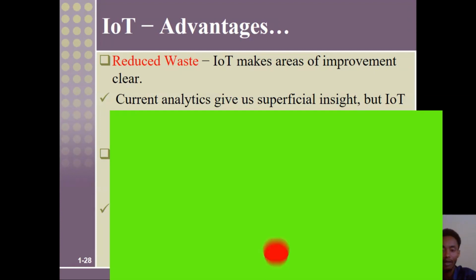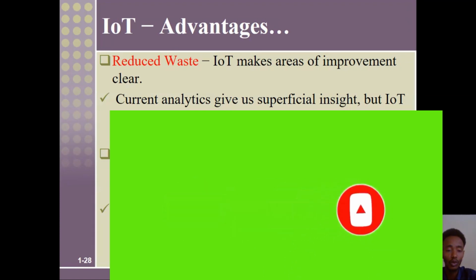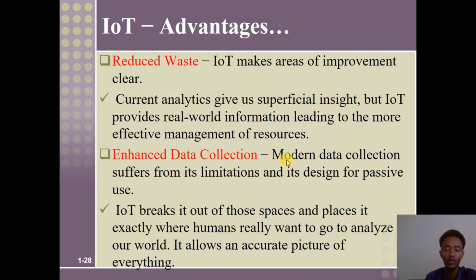Another one is data collection. Modern data collection suffers from limitations, and it is designed for massive use. So in order to enhance data collection, to collect the data properly from the environment with expected objectives, the Internet of Things plays a fundamental role.